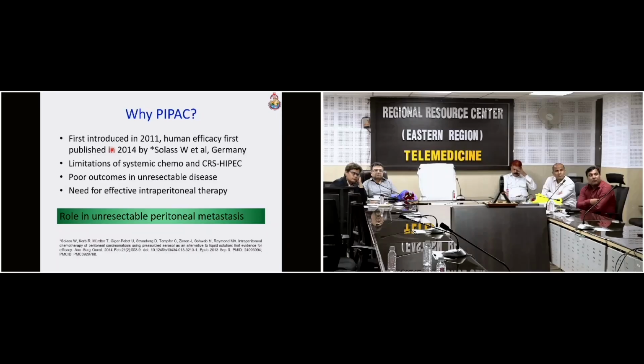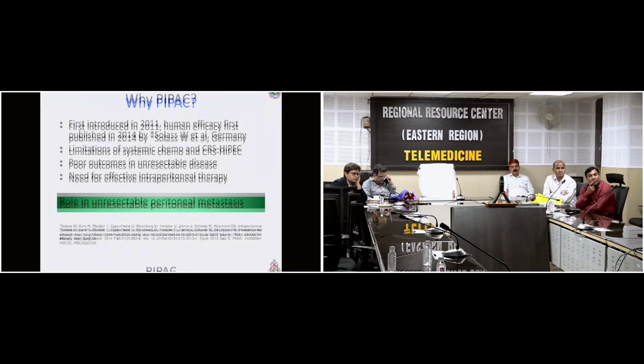So why is PIPAC necessary? It's quite a recent procedure. It was first introduced in 2011, and human efficacy was first shown by Solass et al. from Germany in 2014. As we all understand, systemic chemotherapy has great limitations beyond a point, and in patients treated largely for palliative purposes, nothing much is left other than best supportive care. And perhaps we have some role by using PIPAC in these settings.